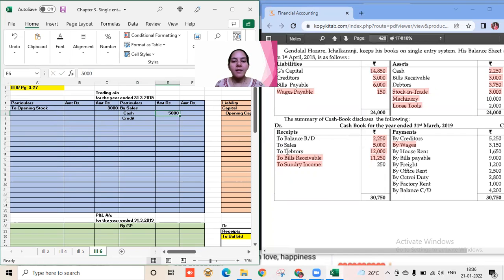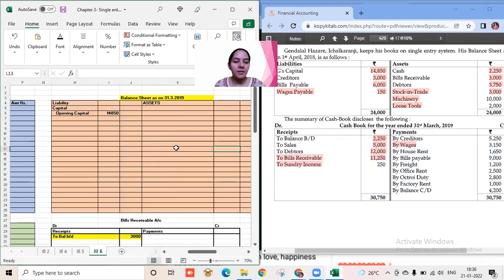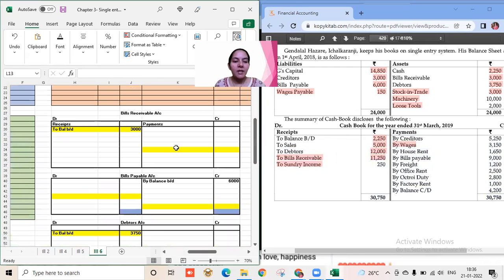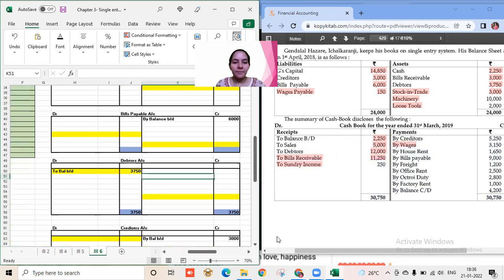Okay, next adjustment, to debtors. That means cash account debit, to debtors. Correct? So the cash account is debited, the debtors account is credited. So go to the debtors ledger, credit side. This is nothing but cash collected from the debtors. Come to the credit side, write down by cash. 12,000 is collected from the debtors. So put 12,000 here.